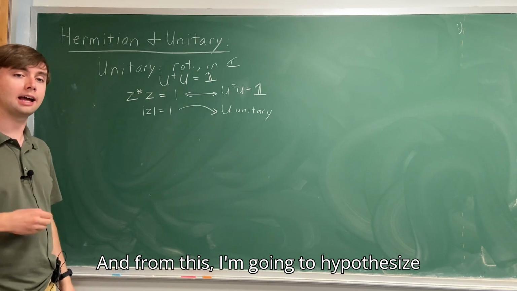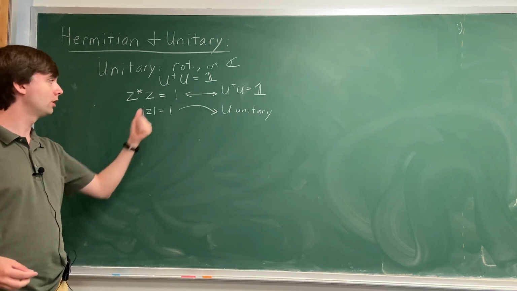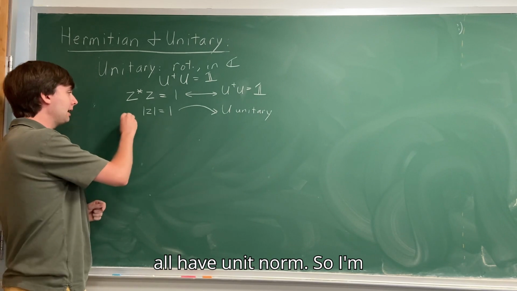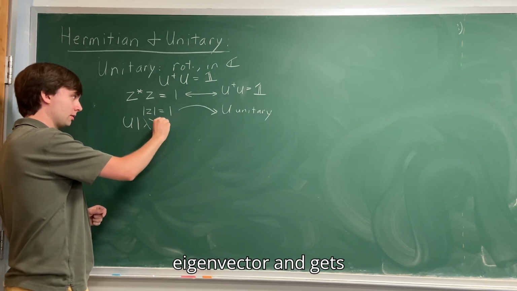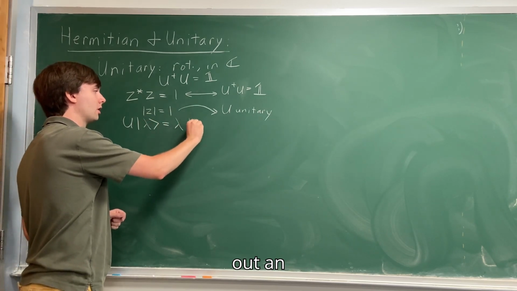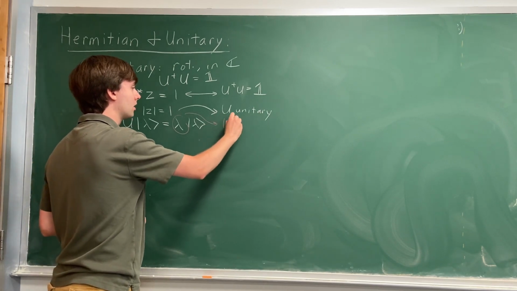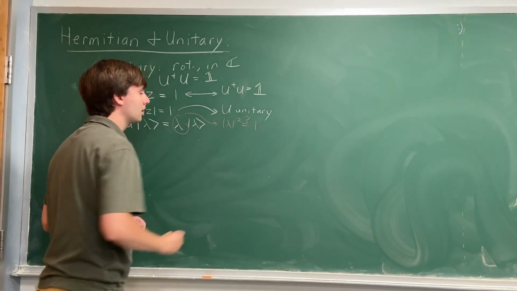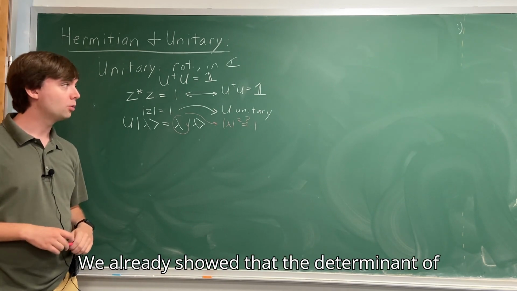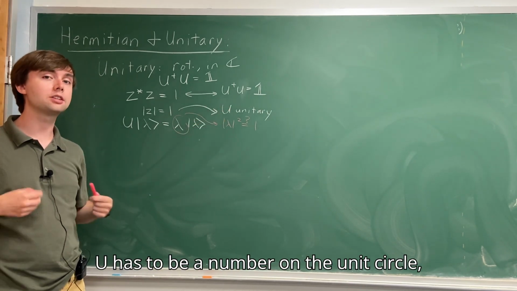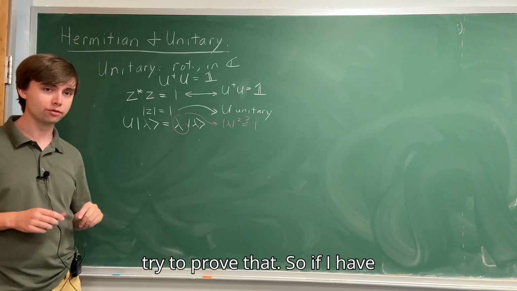And from this, I'm going to hypothesize that the most important numbers inside that unitary matrix, its eigenvalues, all have unit norm. So I'm going to suggest that if U acts on its eigenvector and gets out an eigenvalue, that this right here is probably a number that's on the unit circle, an analogy with this. We already showed that the determinant of U has to be a number on the unit circle, and I'm going to bet that all of its eigenvalues must be as well. And let's try to prove that.